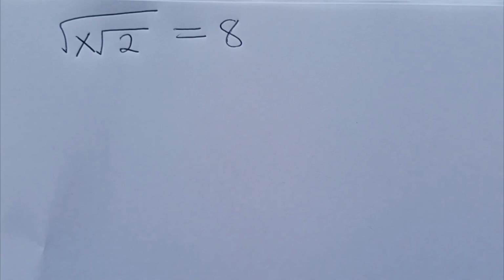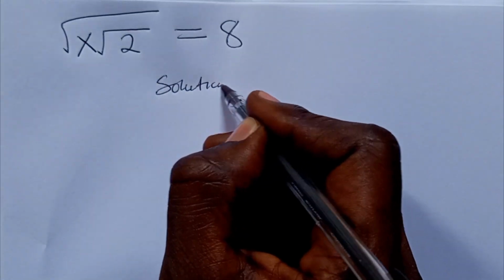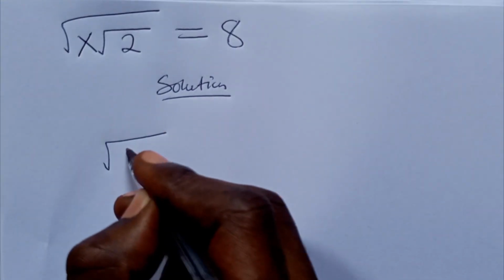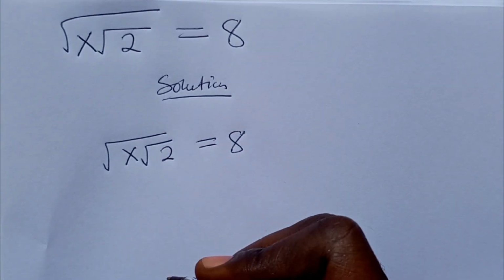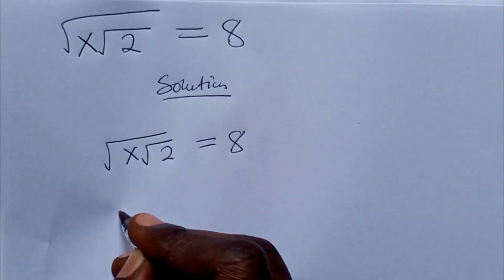So we're asked to look for x in this question. So solution, let's write down our question for it. So let's decide to square both sides.